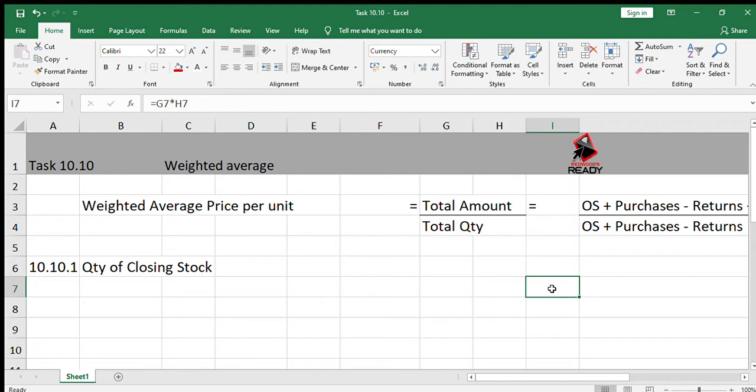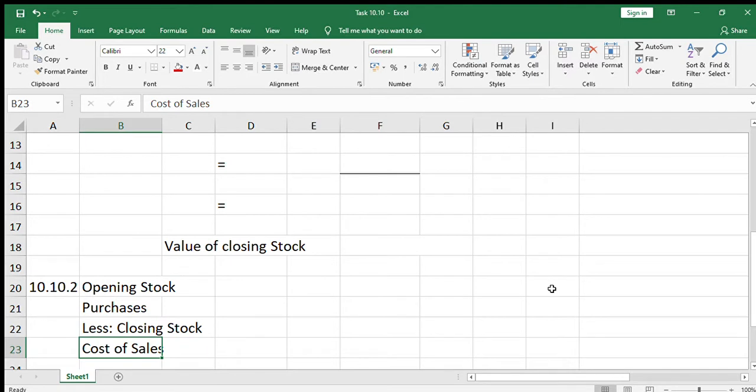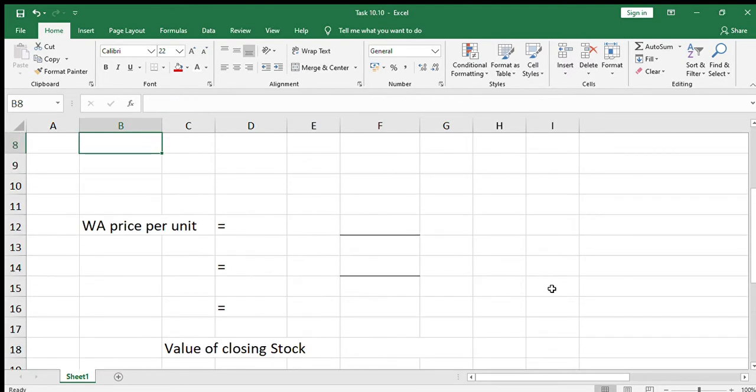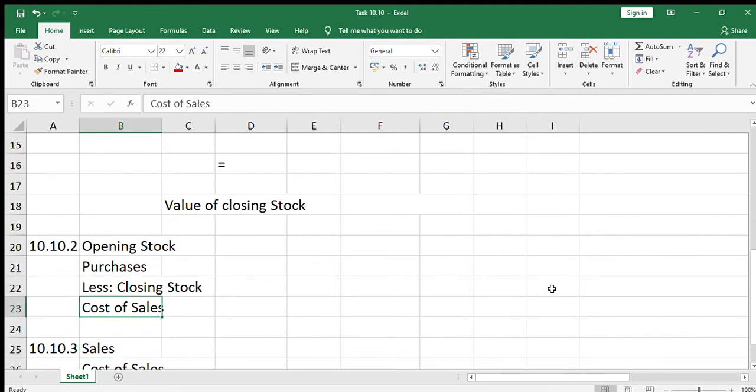Okay, so task 10.10. We've got the information for the month ended 31st January 20.8. So that means we're just doing these calculations for a month. In 10.10.1, we have to calculate the cost of sales using the weighted average method. Remember our calculation for cost of sales: we need our opening stock, our purchases, and yes, our closing stock.